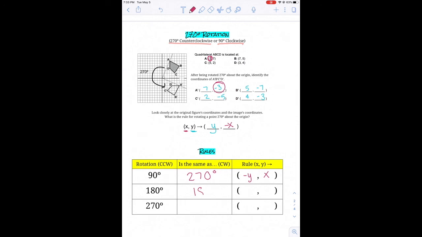180 degrees counterclockwise is the same as 180 degrees clockwise. The rule for that is keep X and Y in the same position, but take the opposite of both of them. Lastly, 270 degrees counterclockwise is the same as 90 degrees clockwise. And the rule for that is flip X and Y and take the opposite of X.